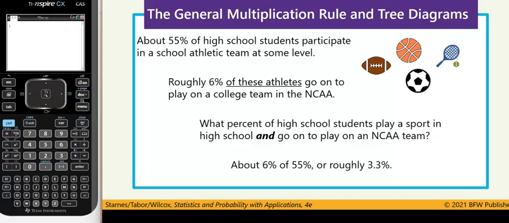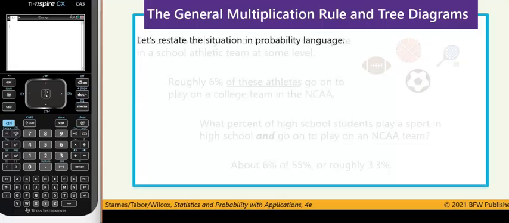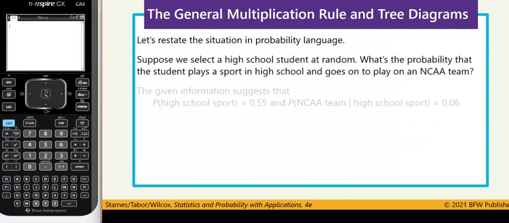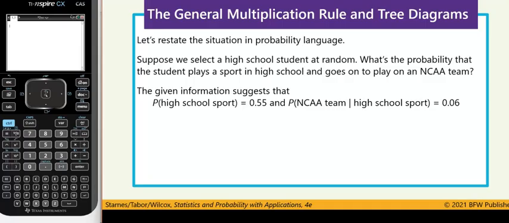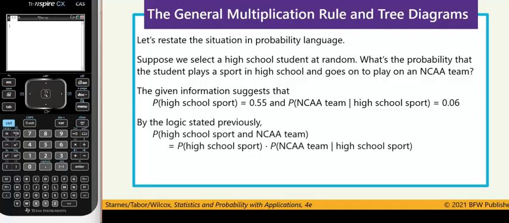So 6% of 55%, or roughly 3.3%. Wow, it's pretty small when you think about it, how few actually go on to play college sports. So the formula you would use is you're saying that the probability of high school sport is 55%. The probability of an NCAA team, given that you played the high school sport, is 6%. So what's the probability that both of those things happen? We're going to multiply those two probabilities together. That's how you got the 3.3% there.